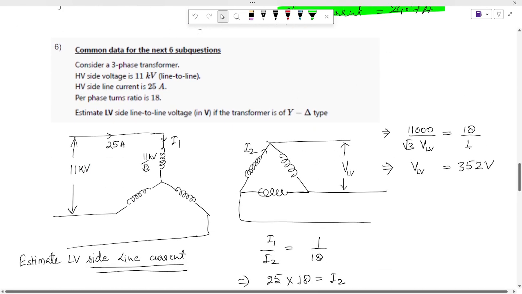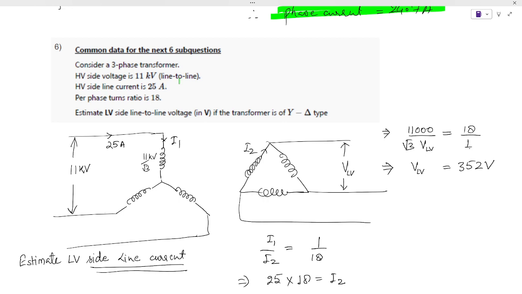Now they have asked another question, a similar type. Consider a three-phase transformer. The high voltage side voltage is 11 kV line to line. High voltage side line current is 25 ampere. Per phase turns ratio, they have given the turns ratio this time. Estimate the low voltage side line to line voltage if the transformer is star delta type. They have given that the transformer is star delta type.